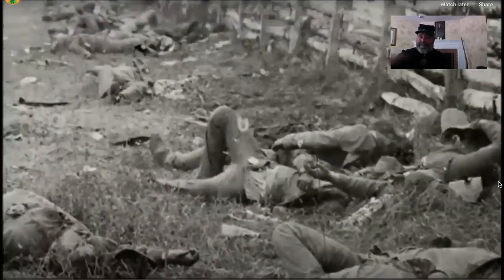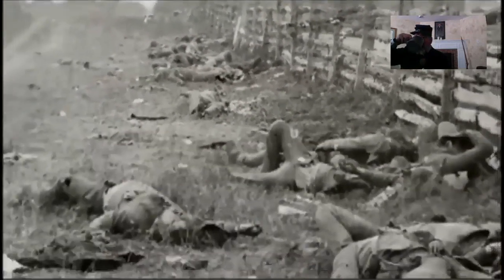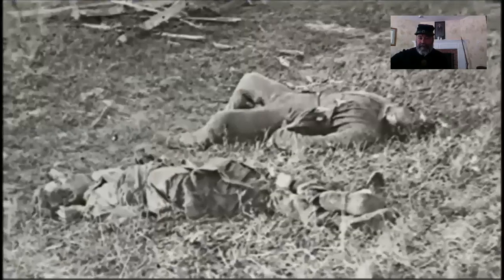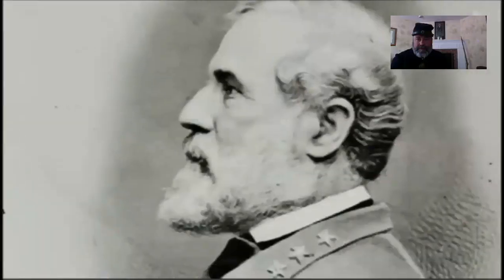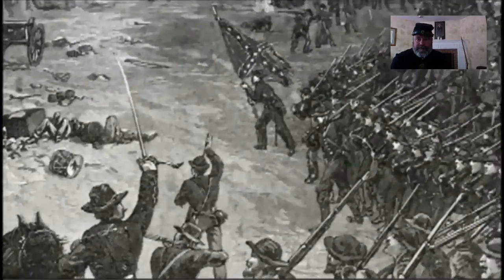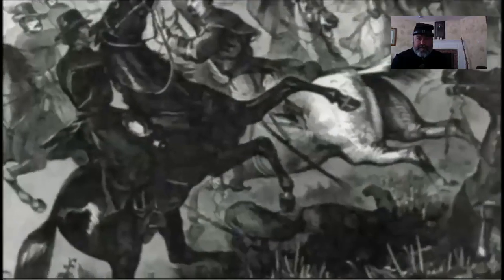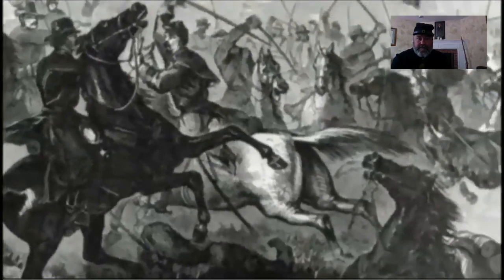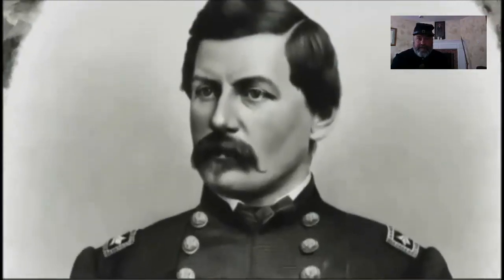It is the bloodiest single day in American military history. The date is September 17th, 1862. The Battle, Antietam. Confederate General Robert E. Lee is invading the North for the first time in search of a decisive victory. Opposing him is Union General George McClellan, one of the most overcautious commanders ever to wear Union blue.